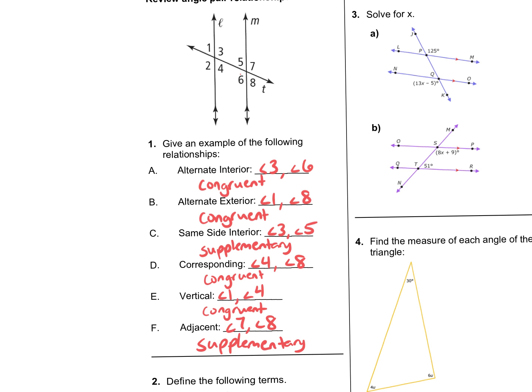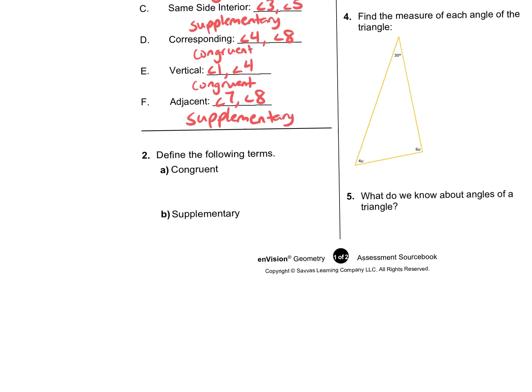Okay? On number 2, again, very basic things here. Define the following terms. What does congruent mean? They're the same or equal. Yep, congruent means they're the same or equal. So like we said, for vertical angles up at the top, they're congruent. That just means they have the same angle measure.